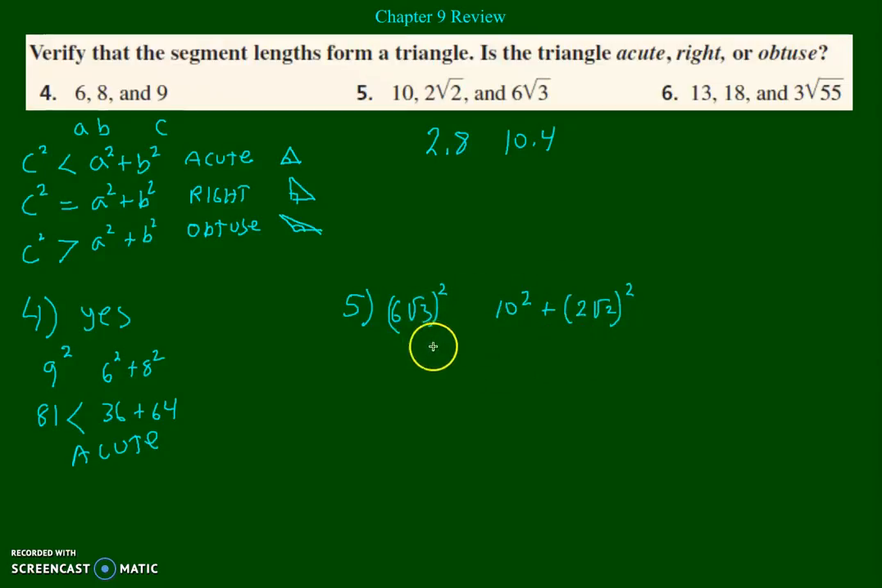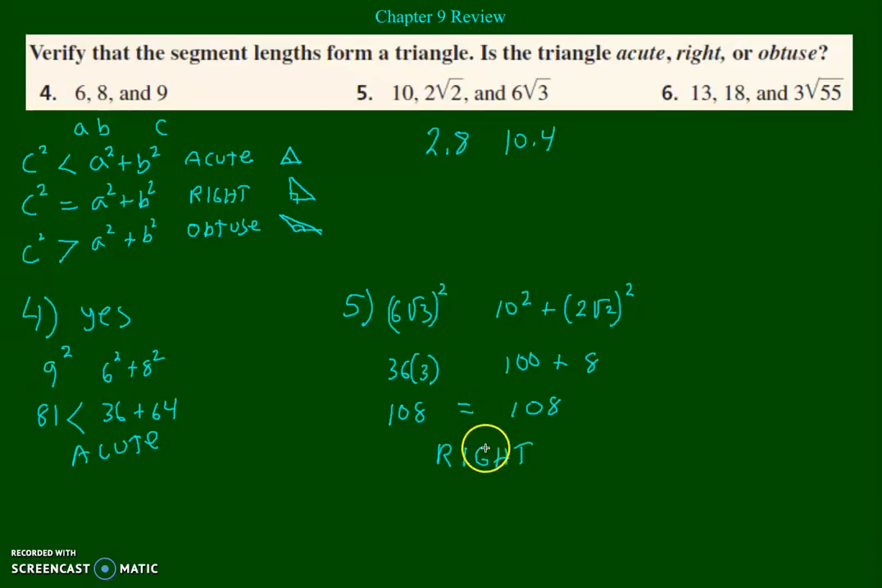Now let's go ahead and work this through. The square root of 3 squared is just 3, and 6 squared is 36, so that's 36 times 3. 10 squared is 100, and the square root of 2 squared is 2, and 4 times 2 is 8. So let's see what 36 times 3 is. That comes out to 108, and we have a 108 here, and so this is a right triangle. These are equal, so this is right. And clearly it is a triangle, or else this wouldn't have worked out.